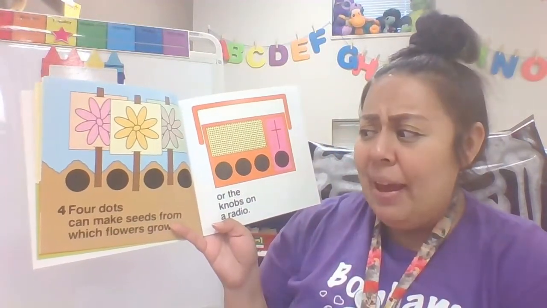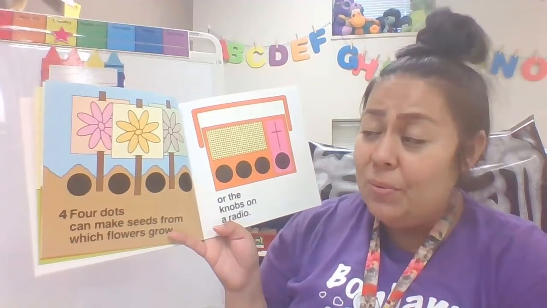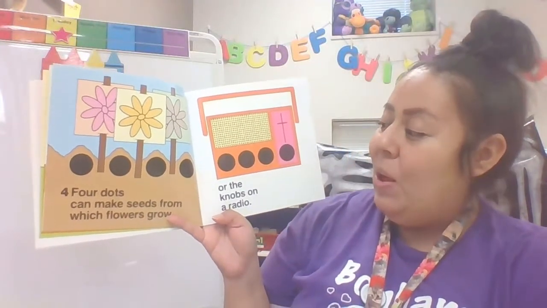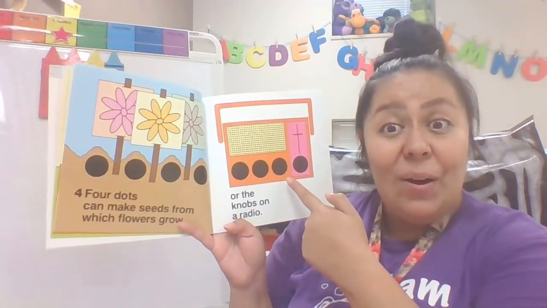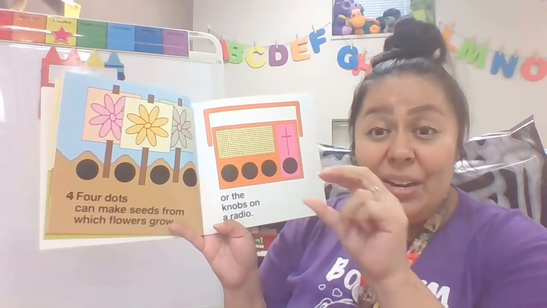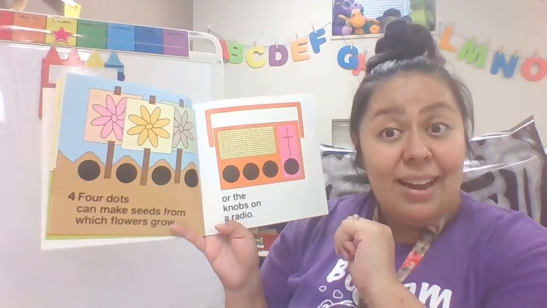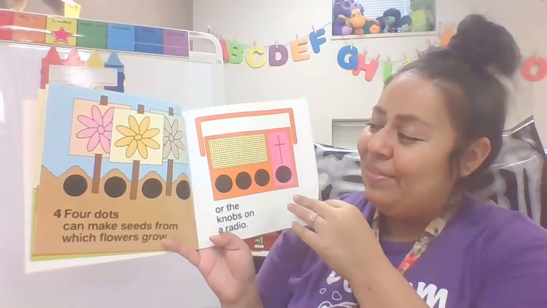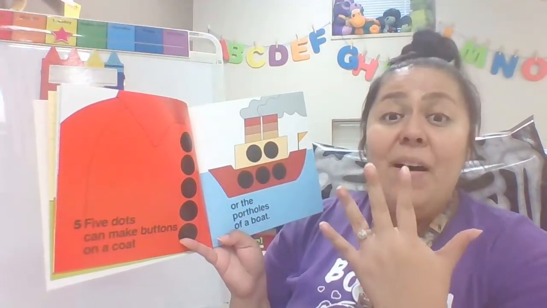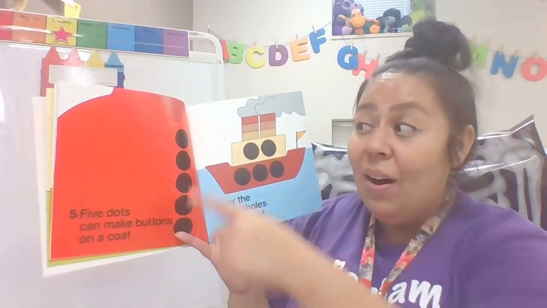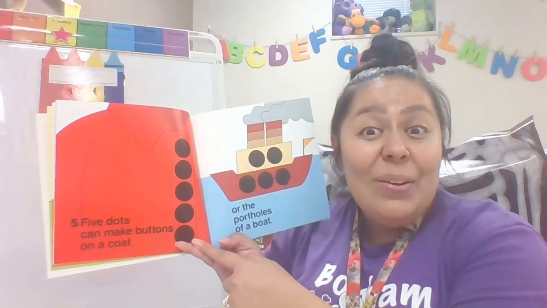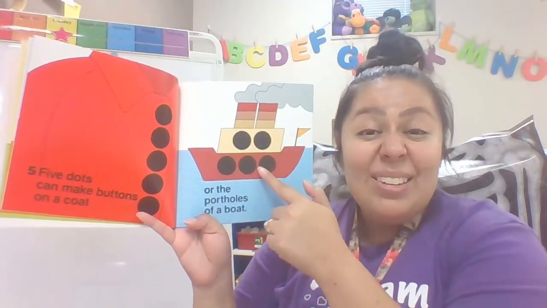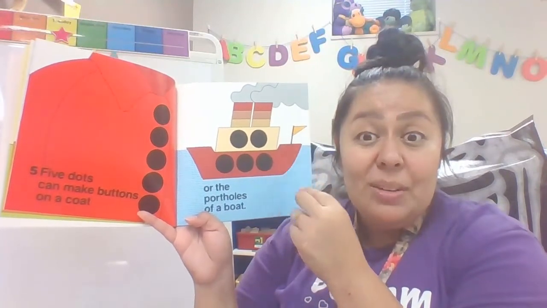4 dots can make seeds from which flowers grow. These dots are pretending to be seeds. Or the knobs on a radio. My radio at home has dots. They look like dots. And when you turn them, you can turn the volume up or down. 5 dots can make buttons on a coat. Or the portholes on a boat. These are like the windows that you see from a boat.